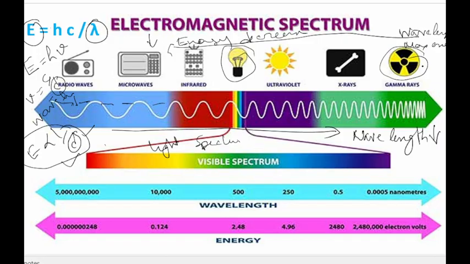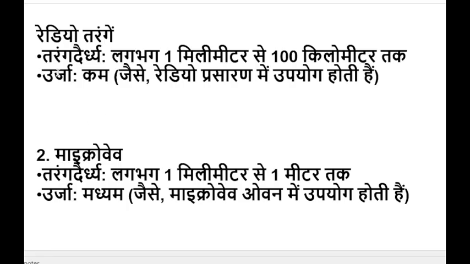So now we'll learn about the waves one by one, a general brief idea. This one, radio waves. Radio waves wavelength, meaning lambda, is 1 millimeter to 100 kilometer. You can see the range, 1 millimeter to 100 kilometer. And they have the least energy.